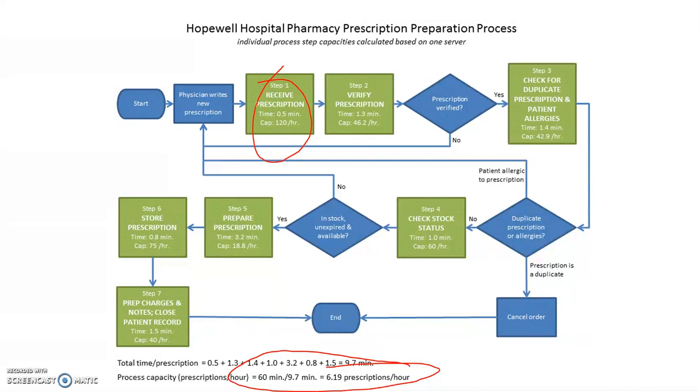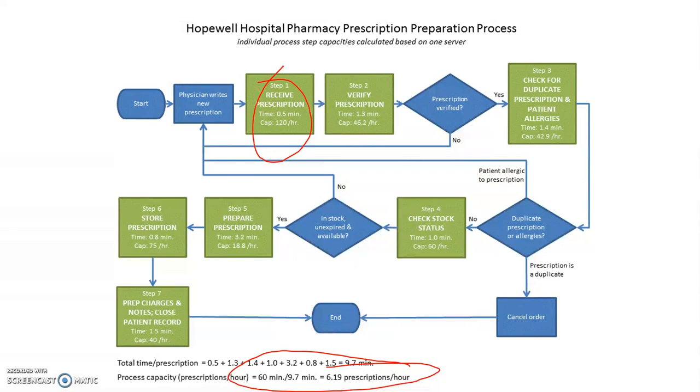Well, we could certainly add additional servers, right? We could add additional pharmacists to do these steps, and by adding another server, we would double the number of prescriptions we could fill in an hour from 6 to 12. We could triple it by adding a third server. That would give us 18 prescriptions per hour.